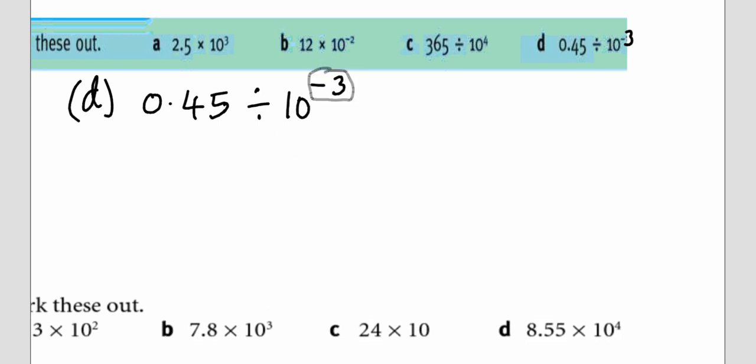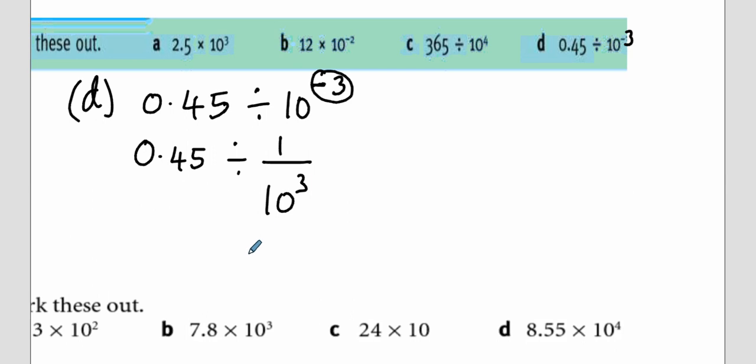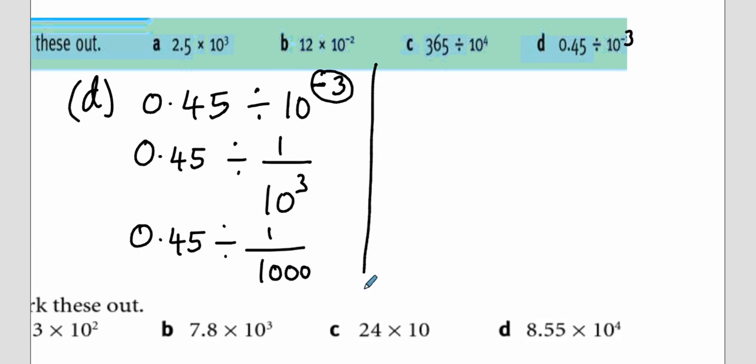Now remember what we said? This is the same as 0.45 divided by 10 power negative 3. The power here is negative, so you do the reciprocal. This will be 1/10. Once you do the reciprocal, this becomes positive, so this will be the same as 0.45 divided by 1 over 10 power 3. What is 10 power 3? This is 10 times 10 times 10, and this is the same as 1000.